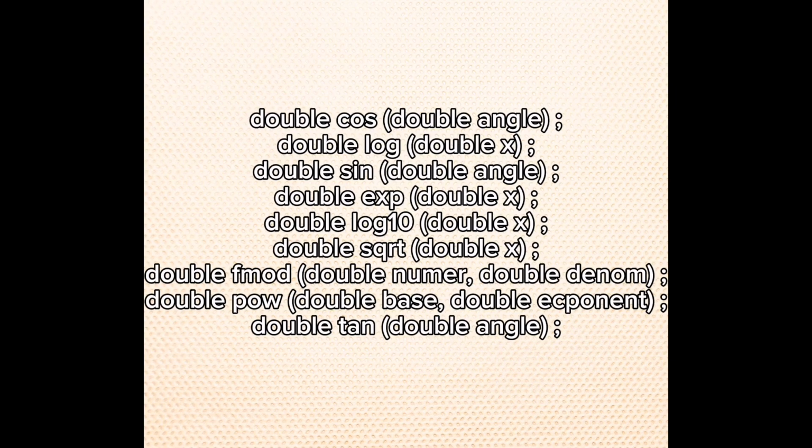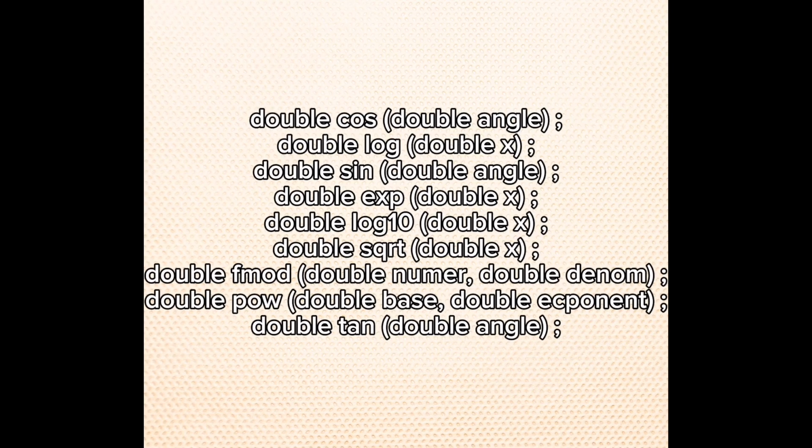For the square root, double x. The square root function computes the square root of a non-negative number. It returns the square root of the given argument. For the fmod, double numer, double denom. This function computes the remainder of dividing one number by another. It returns the remainder when the first argument is divided by the second.